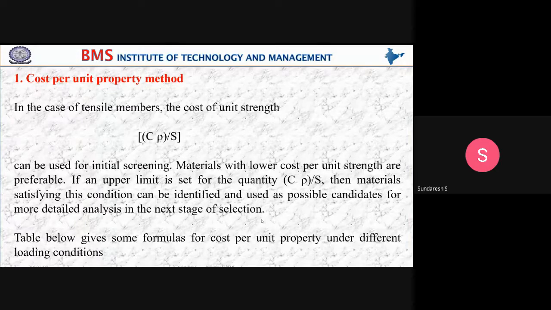So that is what he will say. You set an upper limit for the materials, and whichever materials satisfy this condition, you can identify them and use those candidates for more detailed analysis. Because it is only the initial screening, based on it we select the different materials based upon the upper limit, and then use those possible candidates for the detailed analysis. Okay.